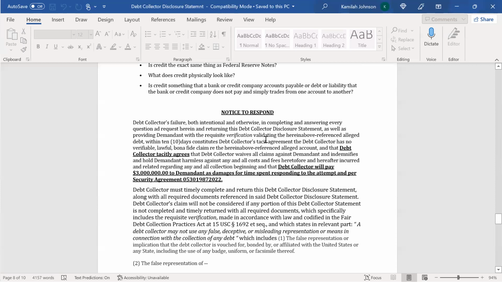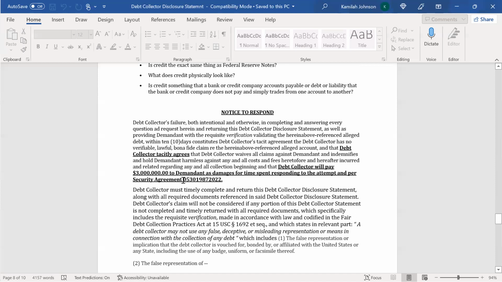The debt collector has no verifiable, lawful, bona fide claim regarding the here and above referenced account, the alleged account, and the debt collector tacitly agrees that the debt collector waives all claims against the demandant and indemnifies and holds harmless the demandant regarding any and all collections, and that the debt collector will pay $3 million to the demandant as damages for time spent responding to the attempts per security agreement.